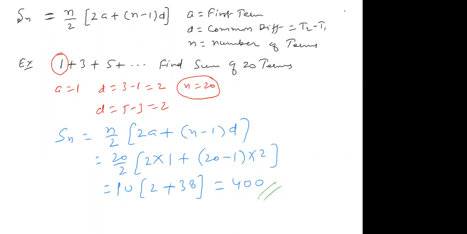Done, sir. So now see, the sum of n terms. Two formulas were given. The nth term is given by Tn, which we have done earlier. This was equal to a plus n minus 1 into d. This Tn is also known as the last term, L. Sometimes we represent it by L: last term, nth term, 20th term, 30th term, last term.